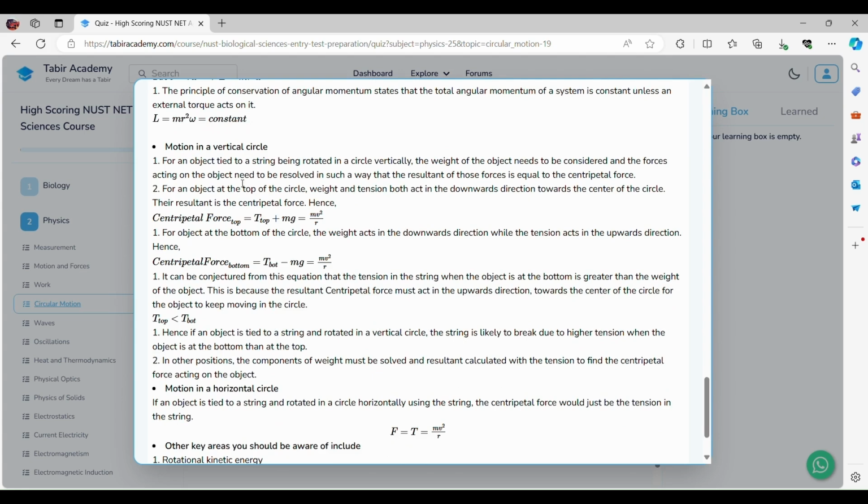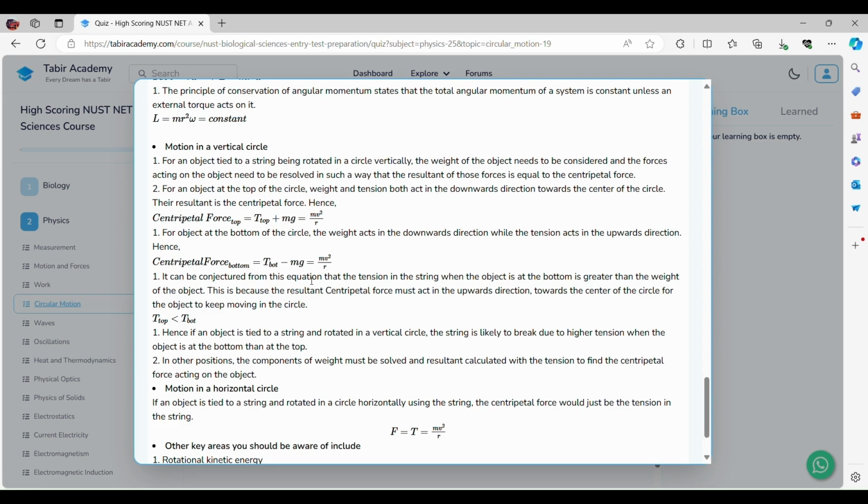Motion in a vertical circle. For an object tied to a string being rotated in a circle vertically, the weight of the object needs to be considered and the forces acting on the object need to be resolved in such a way that the resultant of these forces is equal to the centripetal force. For an object at the top of the circle, weight and tension both act in the downwards direction with the center of the circle. The resultant is the centripetal force.